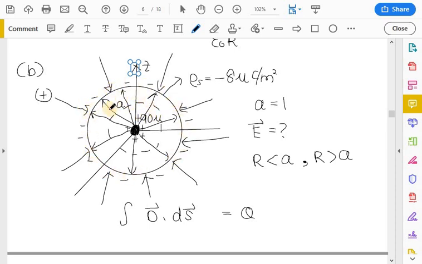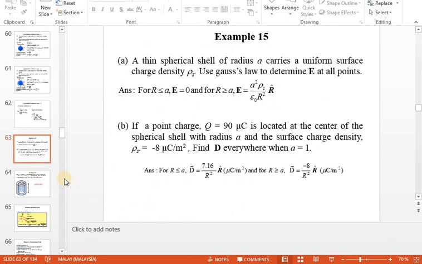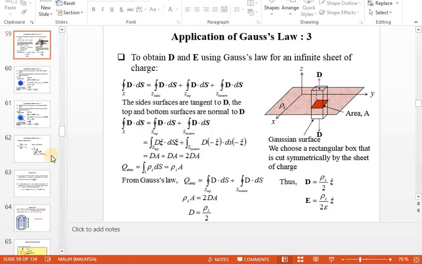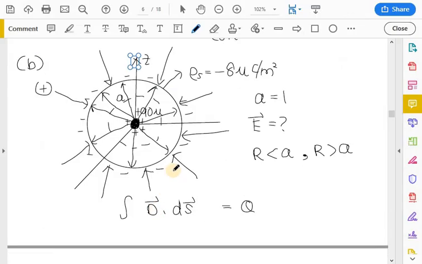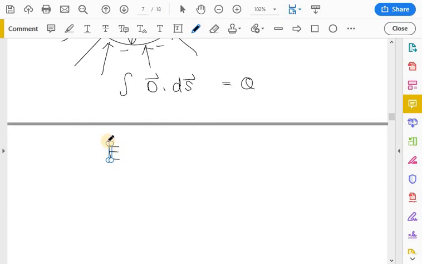Which means that inside this region R less than A, there is only the electric flux line from this point charge. Betul tak? Am I right? Nothing to do with the surface, only the electric flux line from the positive charge. So in this case, you no need to derive. You can use the formula that you derived previously, the one to find the electric field from a point charge. So you can use this formula directly. This will be your formula.